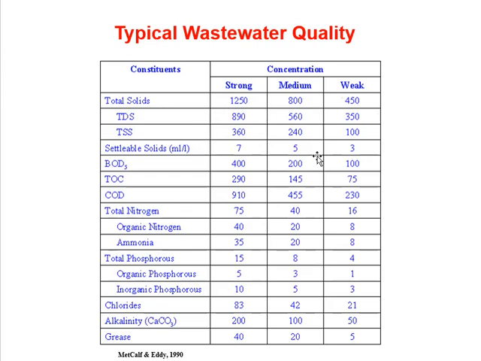For example, you measured in the lab the chloride. If chloride is around 80 or 83, then it is very dirty water. If it is around 40, then it is medium. If it is around 20, it is a weak wastewater. So based on that, you can classify.